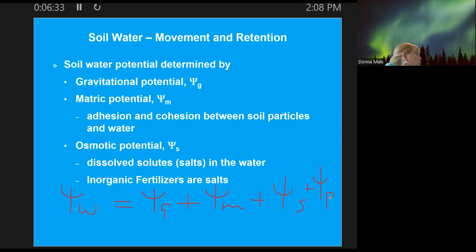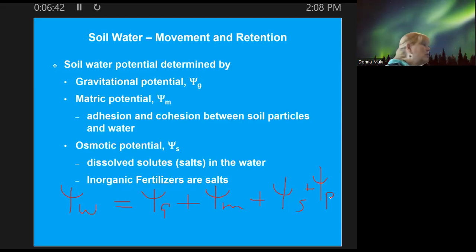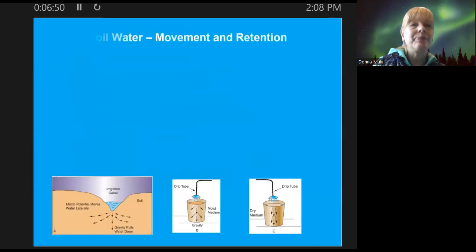So the overall water potential equation, depending on what you're looking at, can have a lot of factors to think about. Sometimes we can just zoom in on certain aspects of it, because some of them become irrelevant, or not as relevant, in different systems.